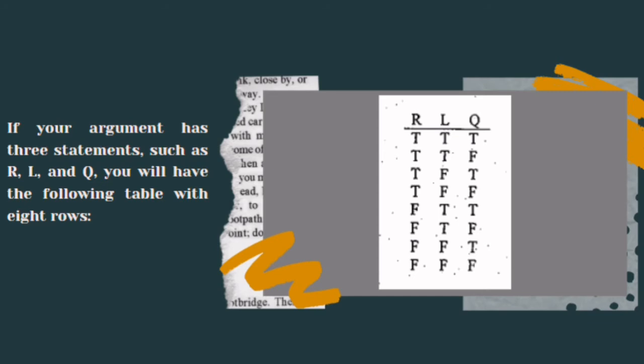If your argument has 3 statements, such as R, L, and Q, you will have the following table with 8 rows. These are all possible truth value substitution instances for a 3-statement argument structure. With 4, 5, or 6 statements, you might do the same table of substitution instances in an argument form. You can see how complicated the table will be. With 4 statements, there will be 16 rows. With 5, there will be 32 rows. With 6, there will be 64 rows. And with 8, there will be 256 rows.